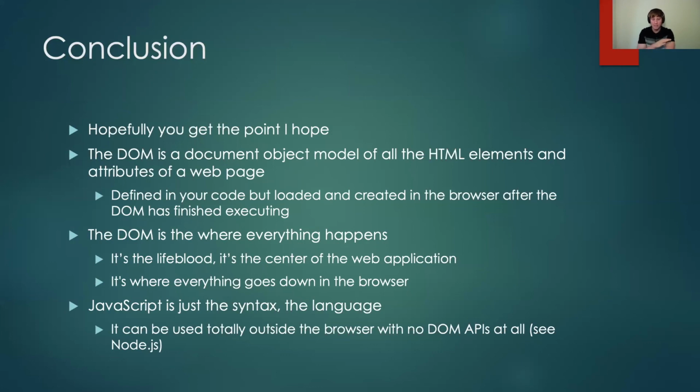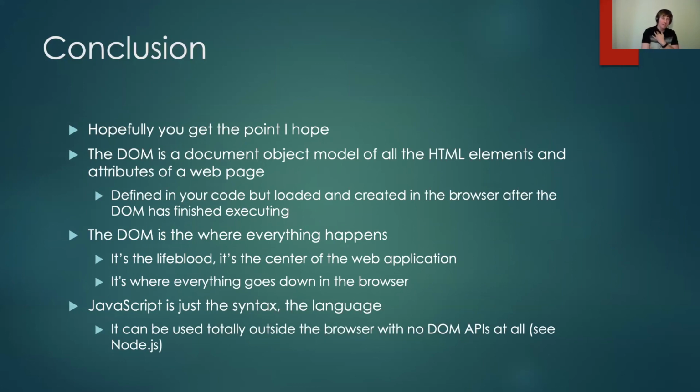JavaScript is just the syntax. It's a language. It can be replaced. We can use Python, PHP, Ruby, Perl. Doesn't matter. JavaScript is just the default scripting language. It can be used totally outside the browser with no APIs at all. Like if we take a look at Node.js. JavaScript and the DOM are two independent things. If I'm using Node, it has nothing to do with the DOM, and that's why it's a specific language. But JavaScript can be used to access the DOM, which is where everything goes down, which is where everything happens, and that's how things are going to be changed, things are going to be loaded based off the DOM.